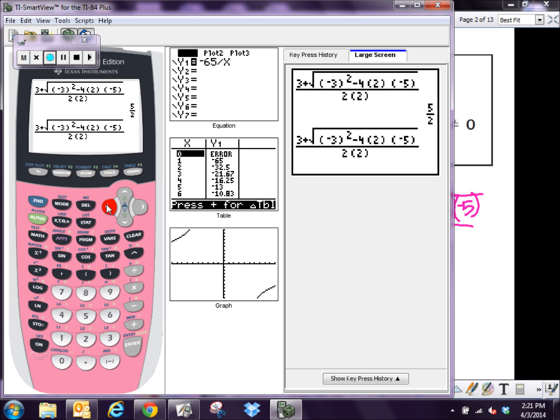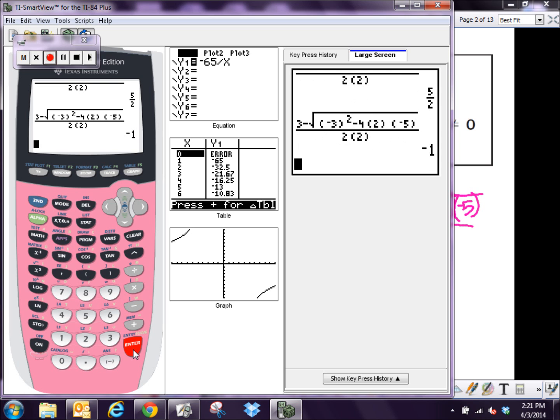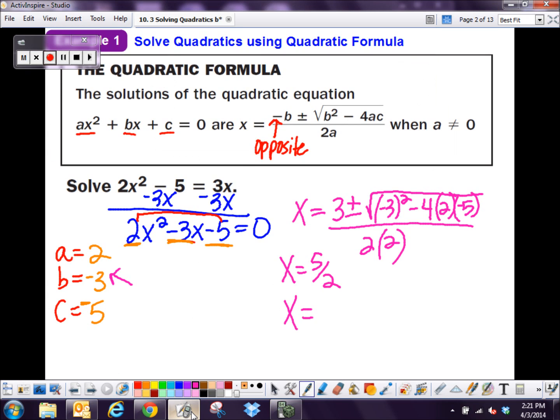You don't have to clear it. You don't have to delete it. Just get on top of the plus sign, change it to a minus, hit enter, and there's our other answer. So our other answer here is -1.